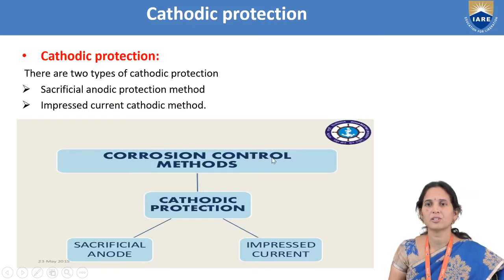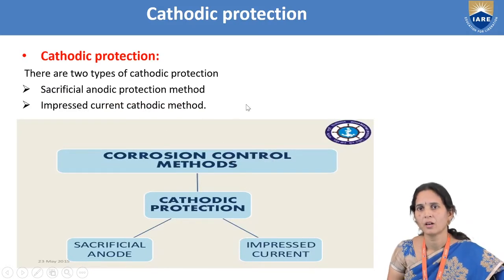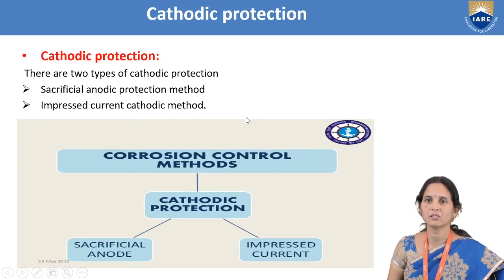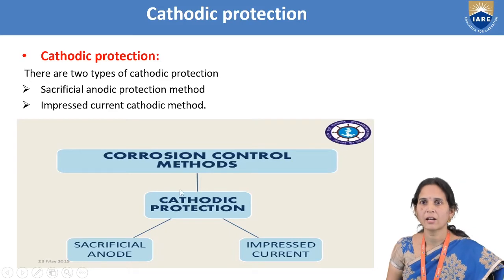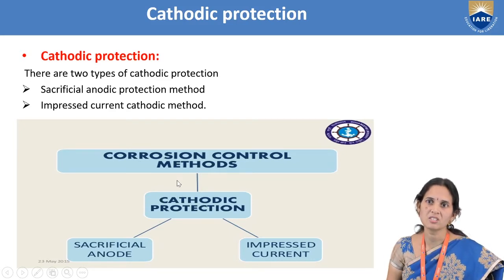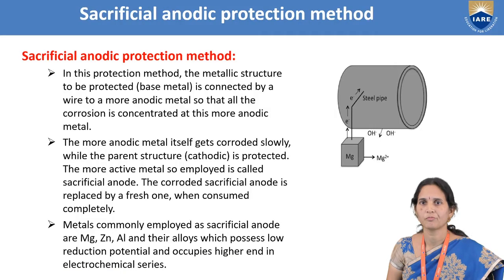Cathodic protection has two types: the sacrificial anodic protection method and the impressed current cathodic protection method. We will discuss what the sacrificial anodic protection method is and what the impressed current cathodic protection method and process is.